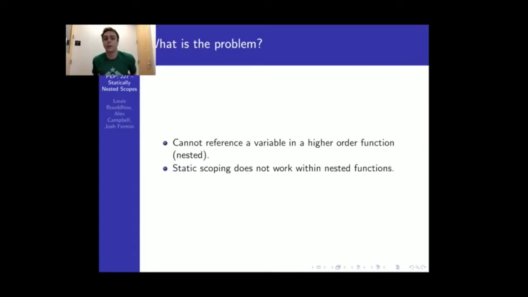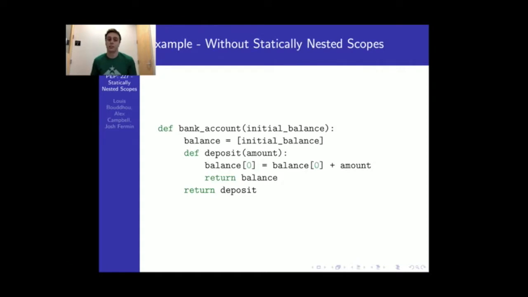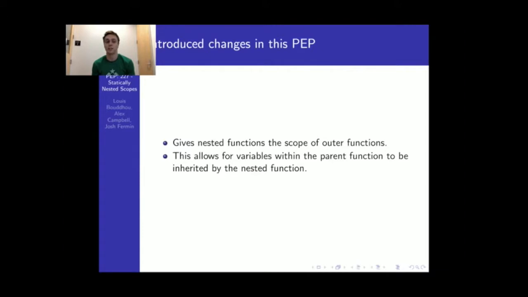One, that we cannot reference a variable in a higher order function, nested function. So you can't reference variables from one function that is nested within another function. And with that, static scoping doesn't actually work within those nested functions. So an example without statically nested scoping, in this example, our balance variable that is defined right after account balance, our bank account, is not available in the def deposit. So this would not actually work if we didn't have static scoping.